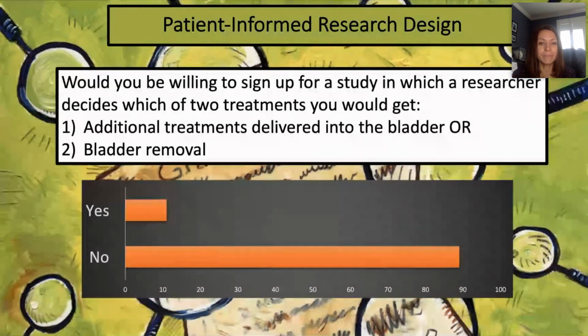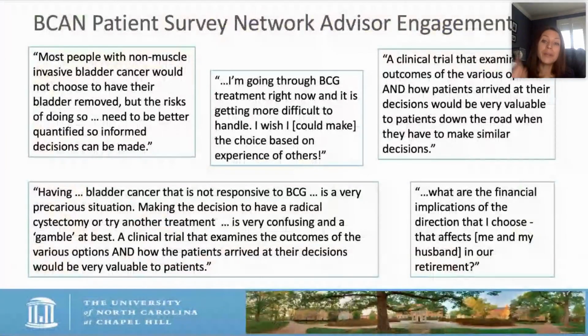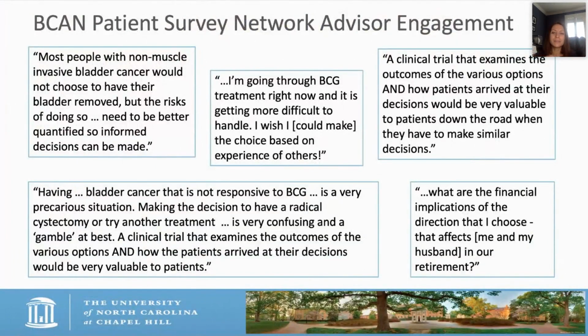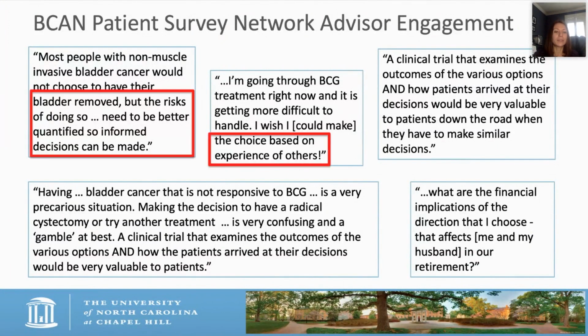So when we sent the survey out, we also collected some quotes. We said, hey, just write in a free text box, what does this mean to you and why are you choosing what you choose? So a couple things. Some patients said, hey, listen, this is a really important question, but the risks, I need to know those risks. I need to see them quantified so I can inform my decision. Some people said, I need that choice based on the experience of others. So that lends itself to evidence. That's why this is so important.